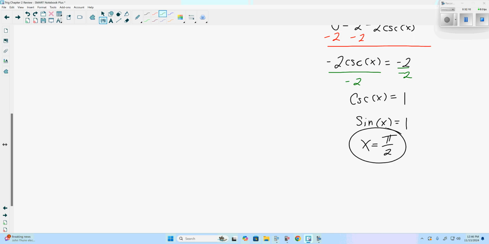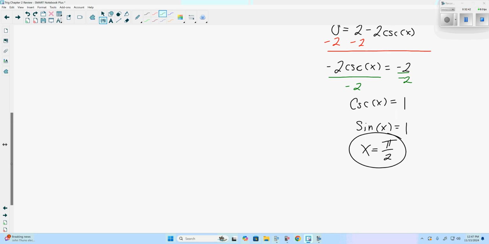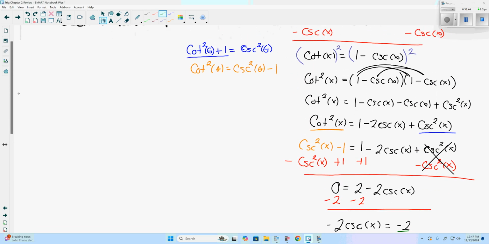Now, 1 and negative 1 are the only ones between 0 and 2 pi where sine and cosine have a singular value, or just 1 and negative 1. Because sine is 0 at 0 and pi. Cosine is 0 at pi over 2 and 3 pi over 2. But sine is positive 1 at pi over 2 and negative 1 at 3 pi over 2. Cosine is positive 1 at 0, negative 1 at pi. 1 and negative 1 are the only two that show up only once between 0 and 2 pi.